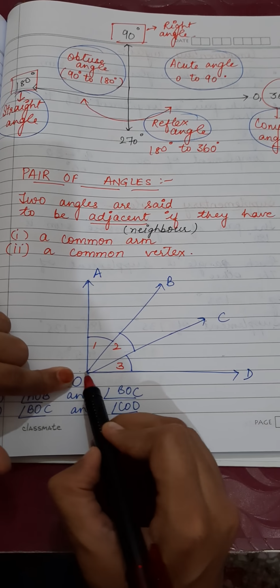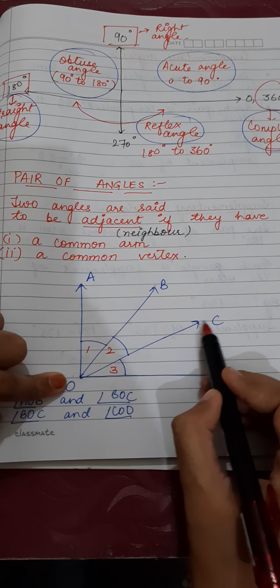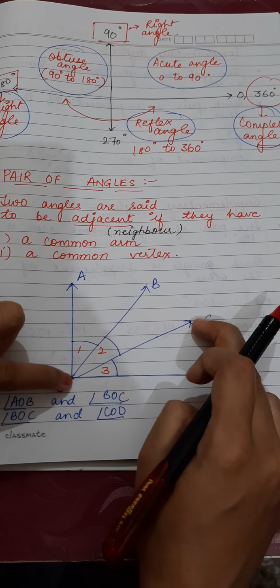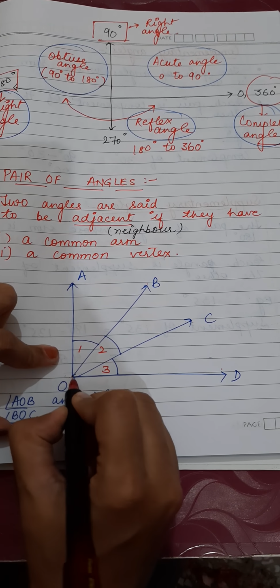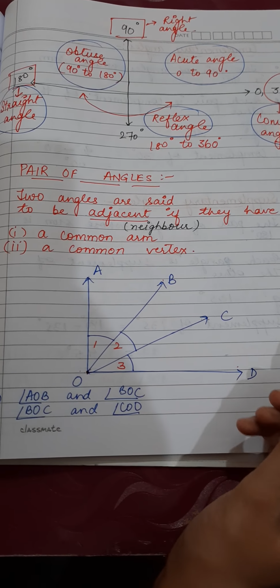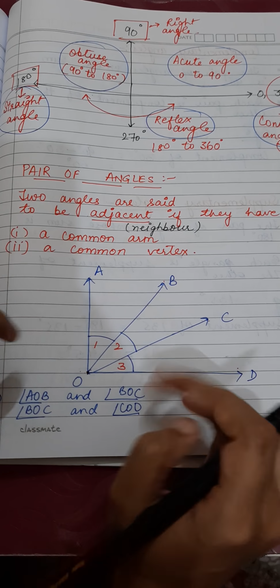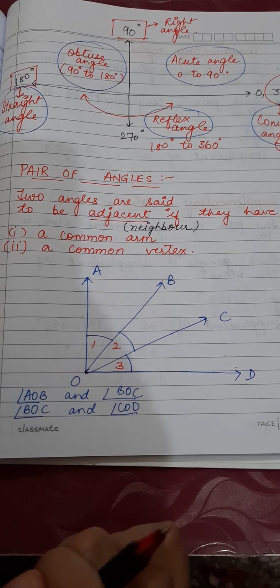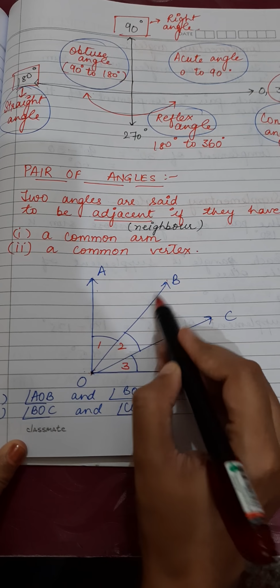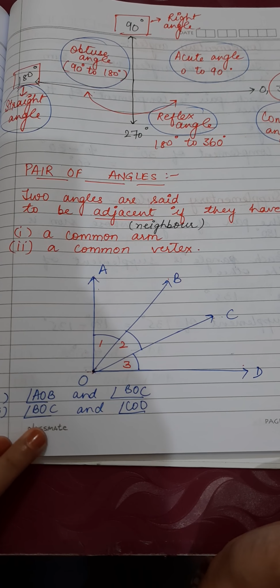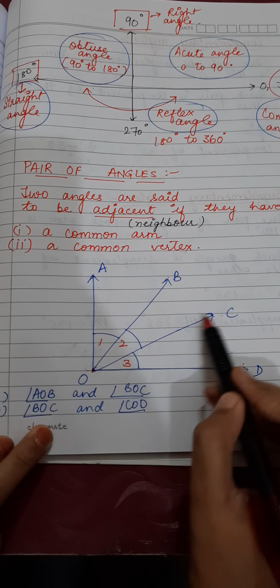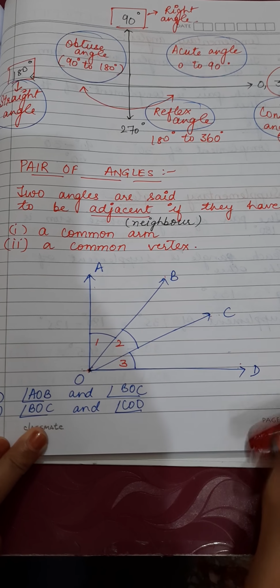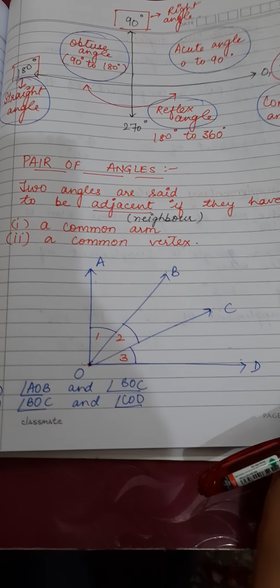BOC, COD. Now in BOC and COD, OC is common. This is the common arm, and O point is the vertex which is common. So 2 and 3 are adjacent, 1 and 2 are adjacent. That means the angles AOB, BOC are adjacent. Next, BOC, COD, they are also adjacent. Okay, so this is the adjacent angle.